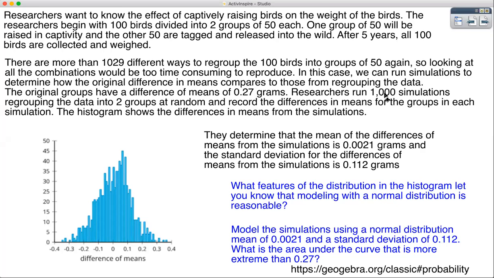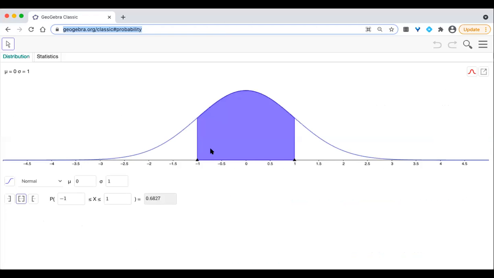You can just go right there and get that applet. If you're unfamiliar with what I'm referring to, I definitely encourage you to go back to videos from the previous week, in which we do talk about how to actually use this applet. But I'm going to go ahead and share my screen so we can see this again. And I'm going to key in the values that they were telling me about.